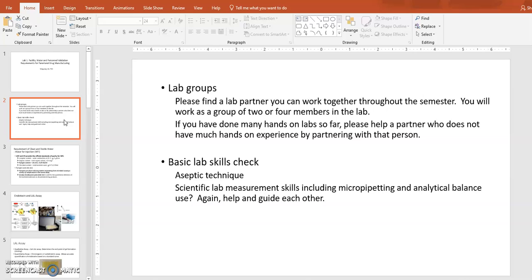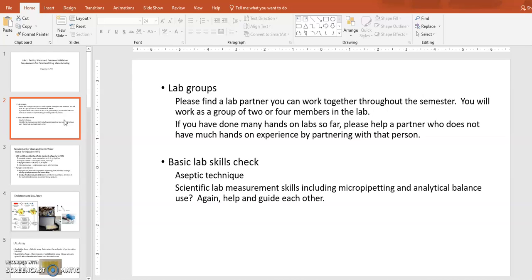I want you to work as a group of maybe 2 or 4 members, depending on what lab we're going to run and the instrument situation. Sometimes you can work as a group of 2, or sometimes if we don't have enough instruments, you may have to work in a group of 4. I will tell you what kind of group I need you to make, depending on the lab. But I want you to find a lab partner while you're working in the lab.